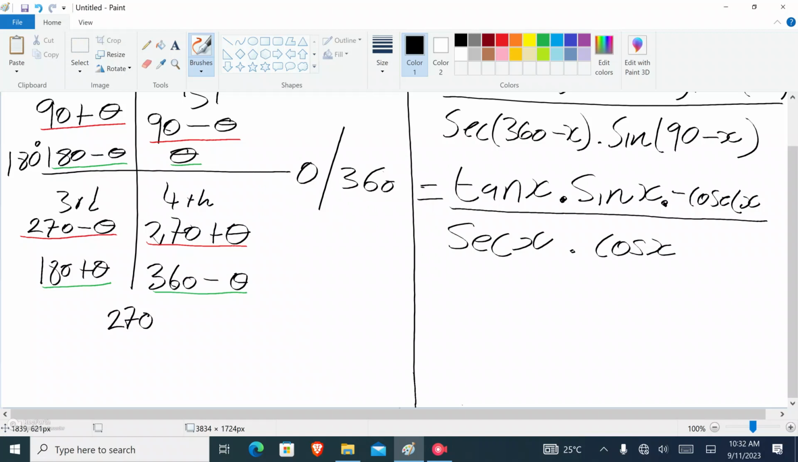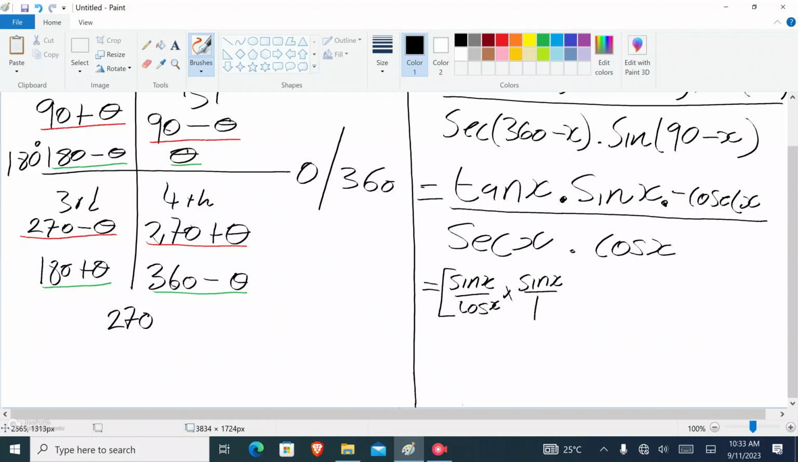Alright guys, let me continue with this now. Now that we managed to reduce this, we need to separate this. So here's how you're supposed to do it. Put a bracket in there. Remember, tan is the same as sine over cos. So this is your numerator.